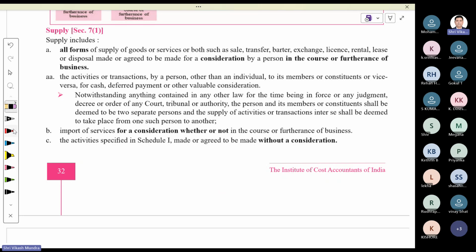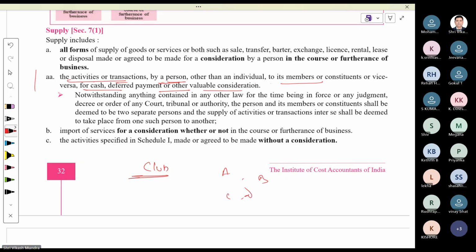But there is one exception they have mentioned. Now we are discussing exceptions. The activities or transaction by a person other than an individual to its member or constituent or vice versa for cash, deferred payment, or other valuable consideration. For example, this is a club and A, B, C, D are members of this club.